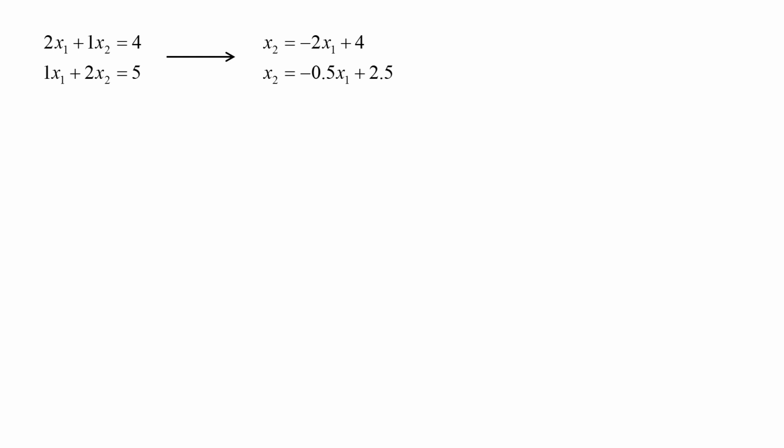0.5x1 plus 2.5. Notice that both equations describe a line with x2 being the dependent variable and x1 being the independent variable. In the first equation, the slope is negative 2 and the y-intercept is 4, and in the second equation, the slope is negative 0.5 and the y-intercept is 2.5.